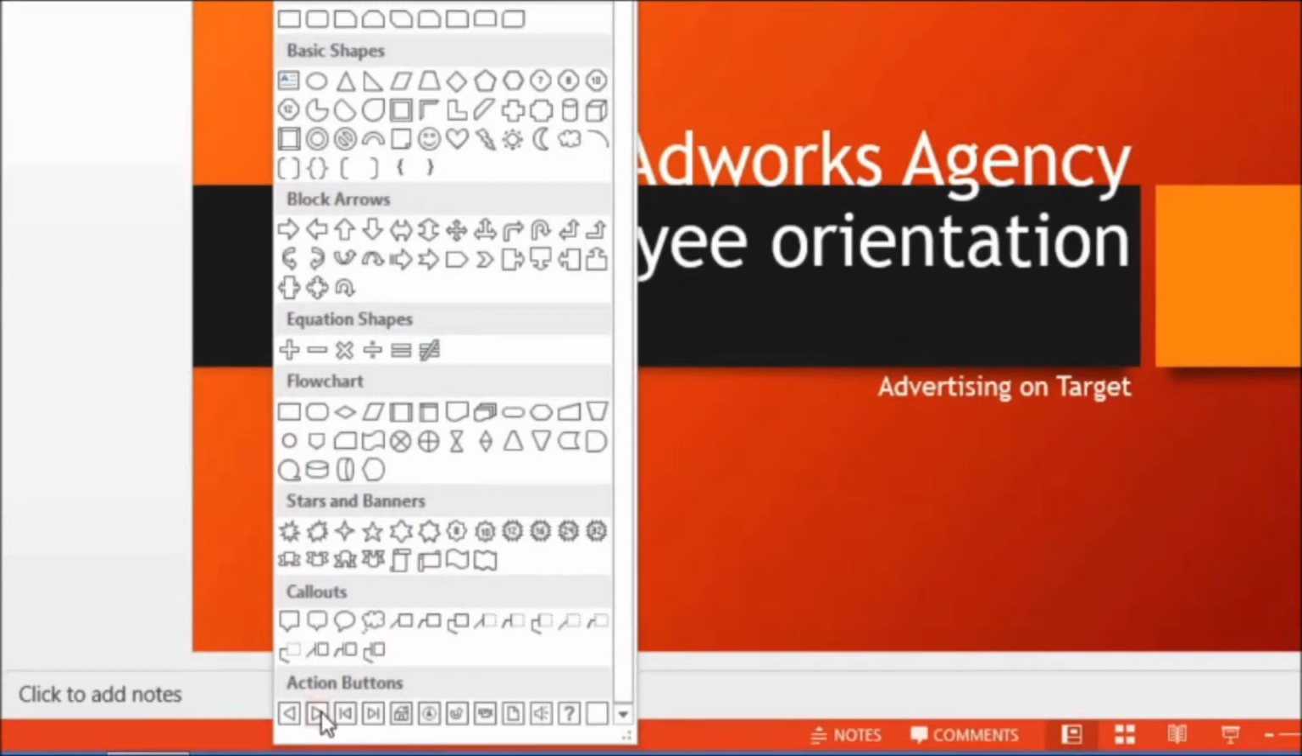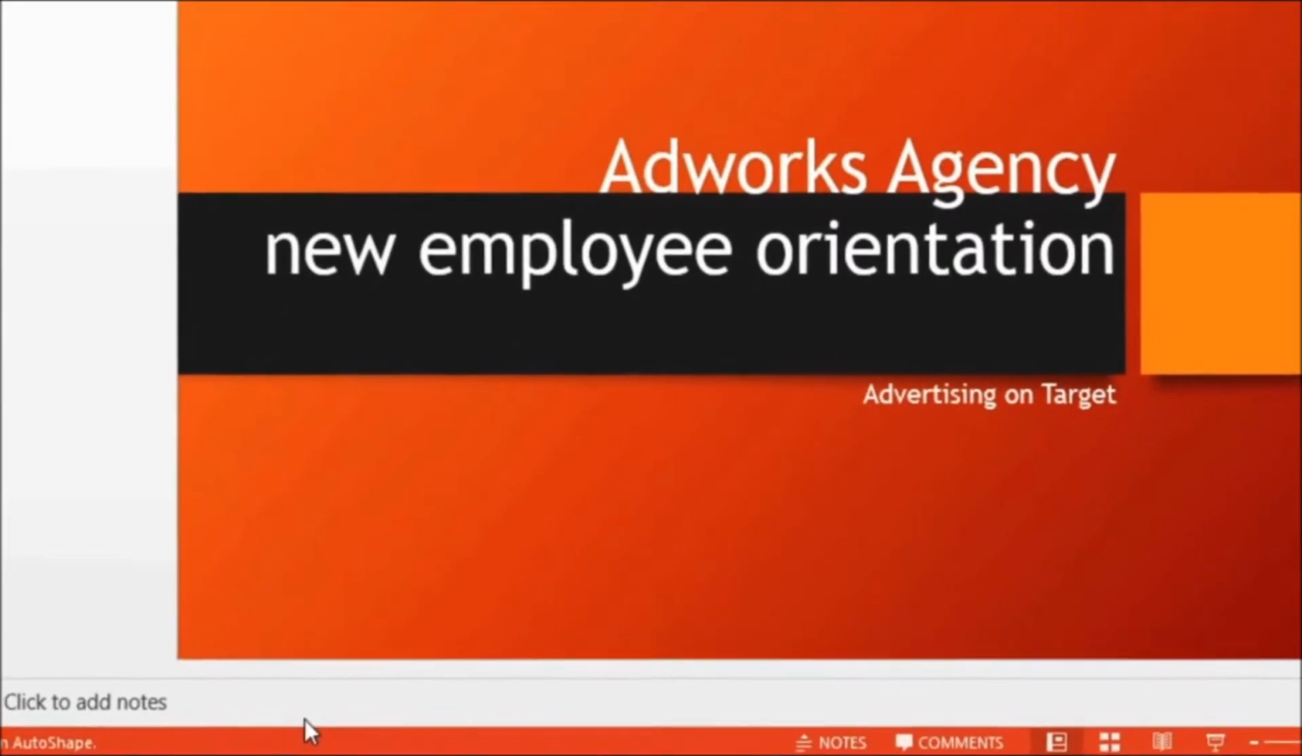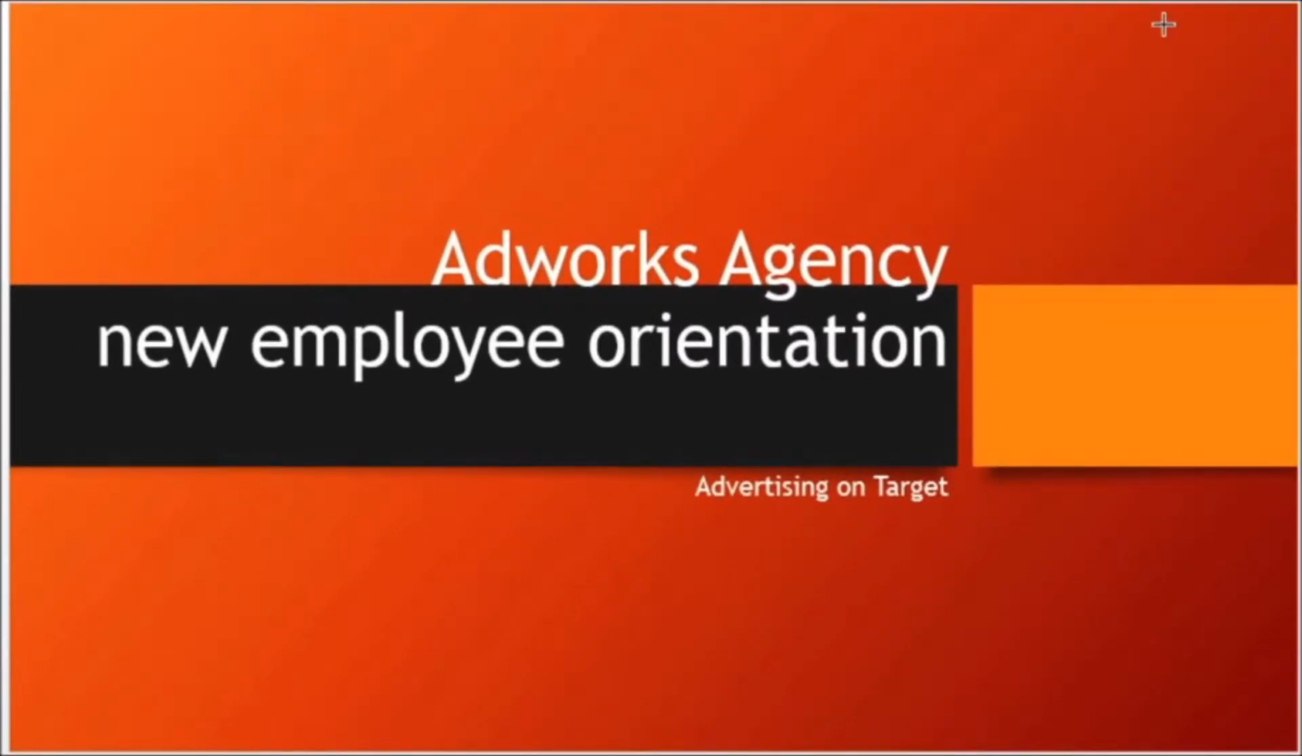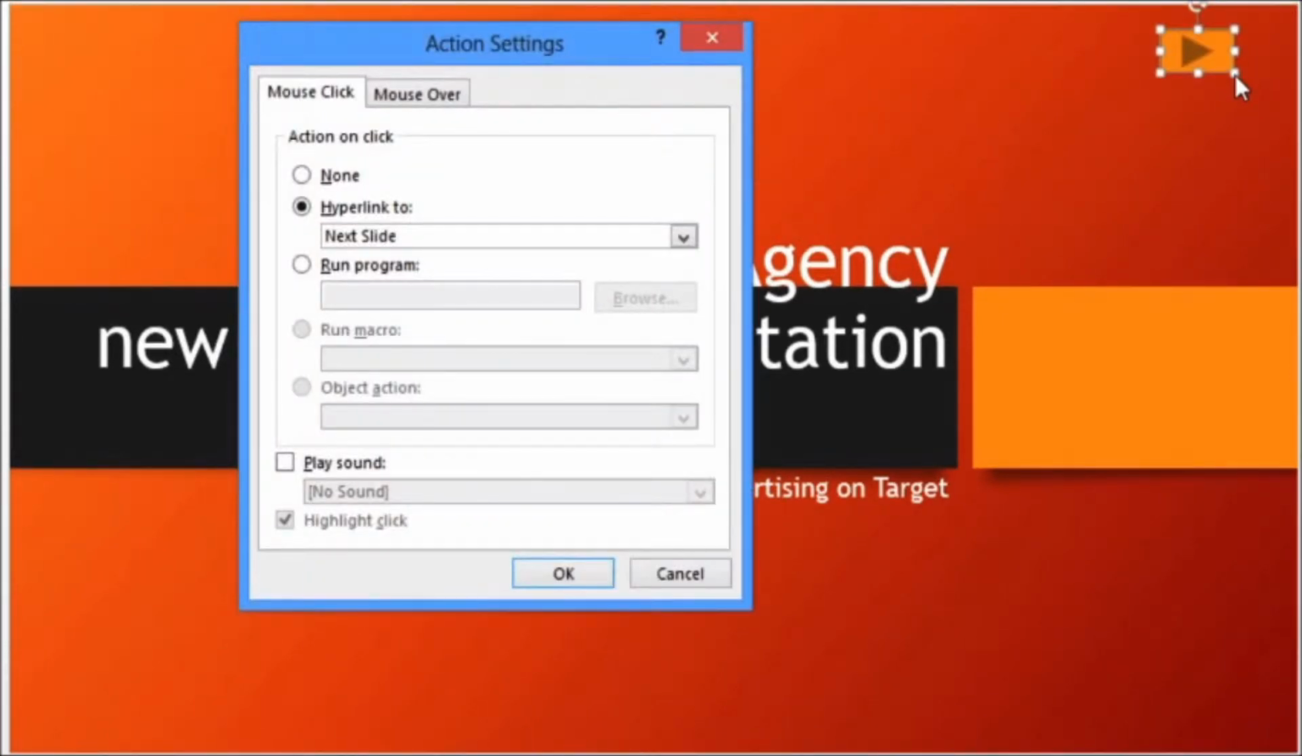To insert one, click to select it. Then draw the shape where you want it on your slide. Now we can define the settings for the action button. I'm going to leave this one as is, which means it'll hyperlink to the next slide when the user clicks it, basically starting the presentation. Click OK to save and close the window.